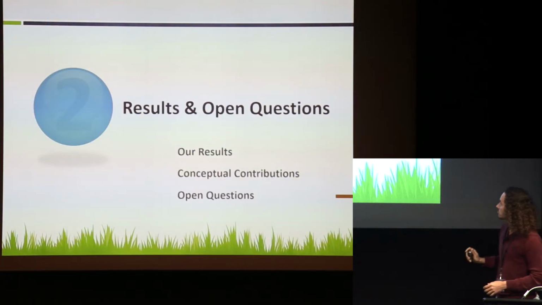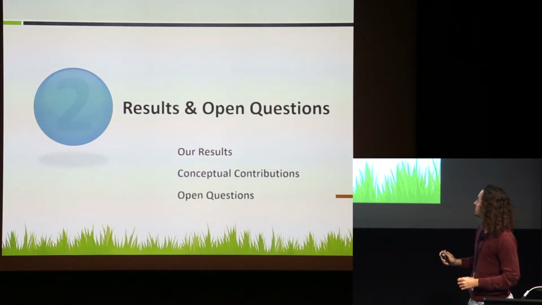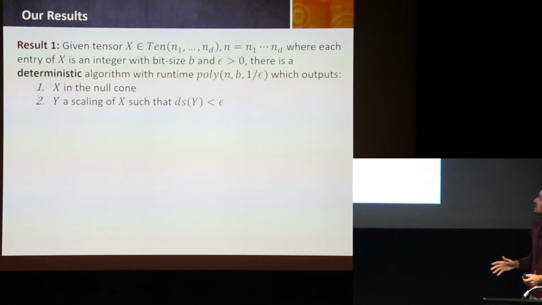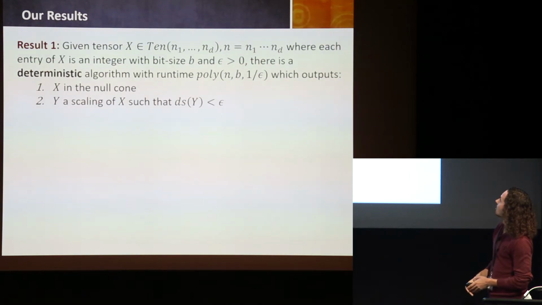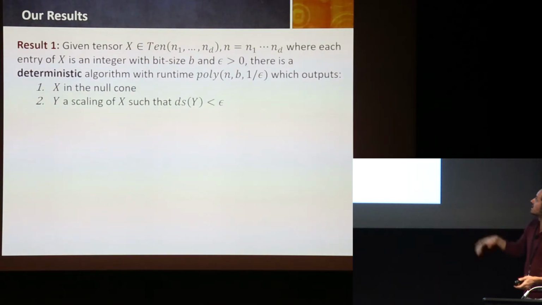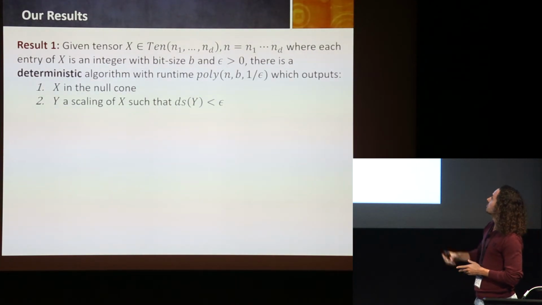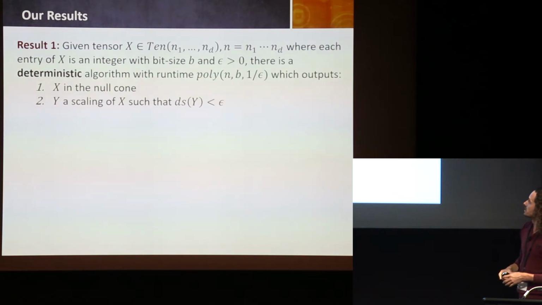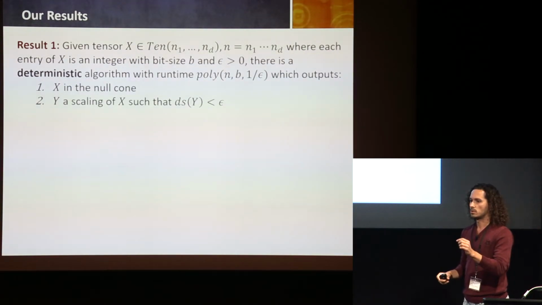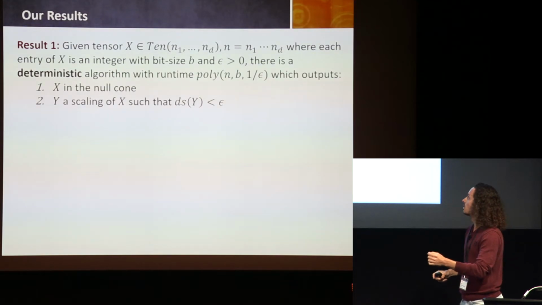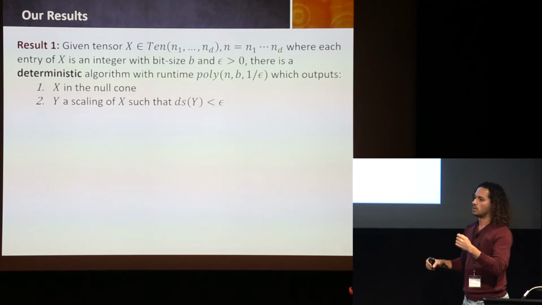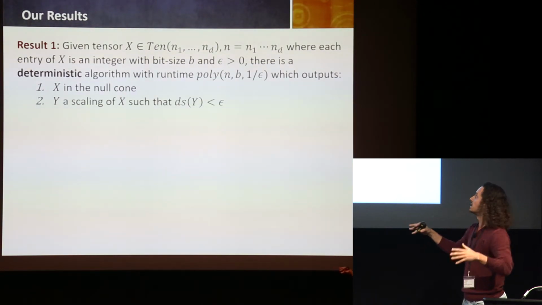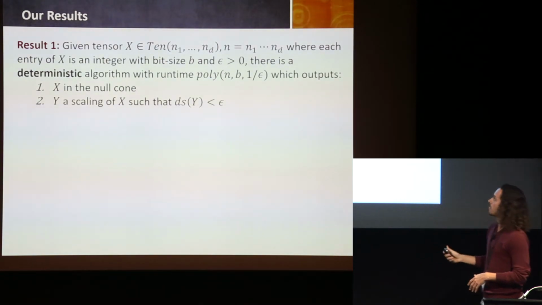But let me go to our results and some conceptual contributions. So the first result is, given a tensor x with many sides, where each entry is an integer with bit size b, and some parameter epsilon, we give a deterministic algorithm which runs in time polynomial in n, b, and 1 over epsilon, which outputs either x is in the null cone, which means the orbit closure of x contains 0, or y is a scaling of x such that the distance of y to the d-stochastic state is less than epsilon, okay?